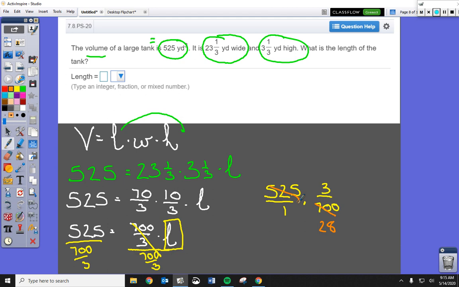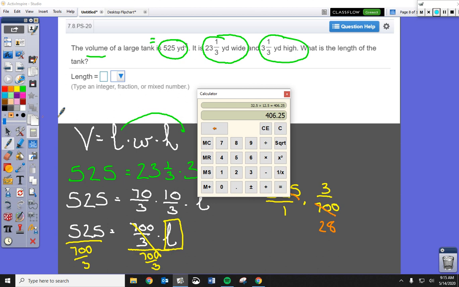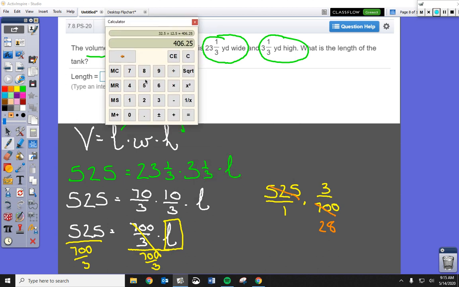Let's double check here. I'll try to do a lot of my math in my brain. 525 divided by 25 equals, hey, 21. Now again, this is not great, but it's a little easier. 21 times 3 gives me 63 over 28.